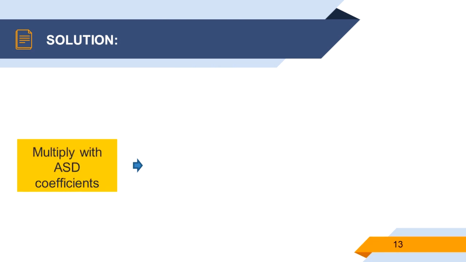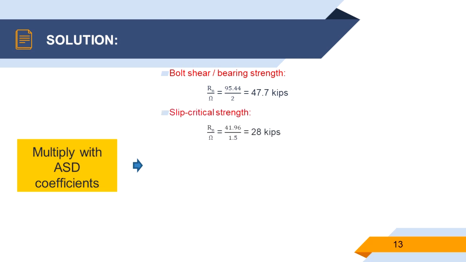Now we will multiply with the ASD coefficients denoted as omega. For bolt shear or bearing strength, we will simply divide the Rn by the omega. Rn is 95.44 over 2, it is equal to 47.7 kips. For the slip critical strength, it is equal to 41.96 over 1.5, is equal to 28 kips.